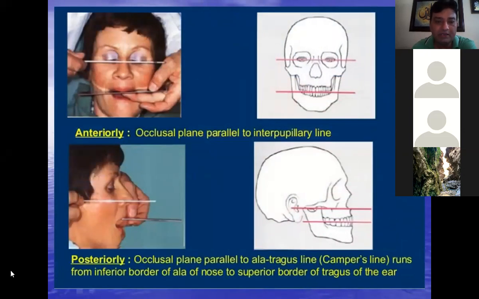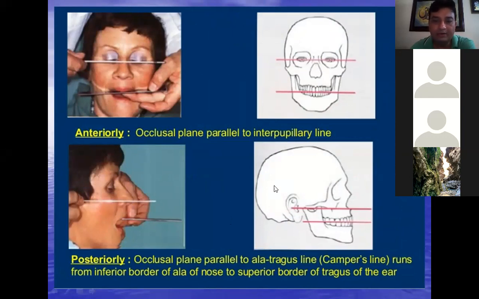So you place this camper's plane in the patient's mouth like this, and you try to evaluate the distance from the pupil of the eye to this area, pupil of the eye to this area. It must be equal on both sides, keeping in consideration that your 2 millimeter visibility for your maxillary occlusal plane must be ensured.